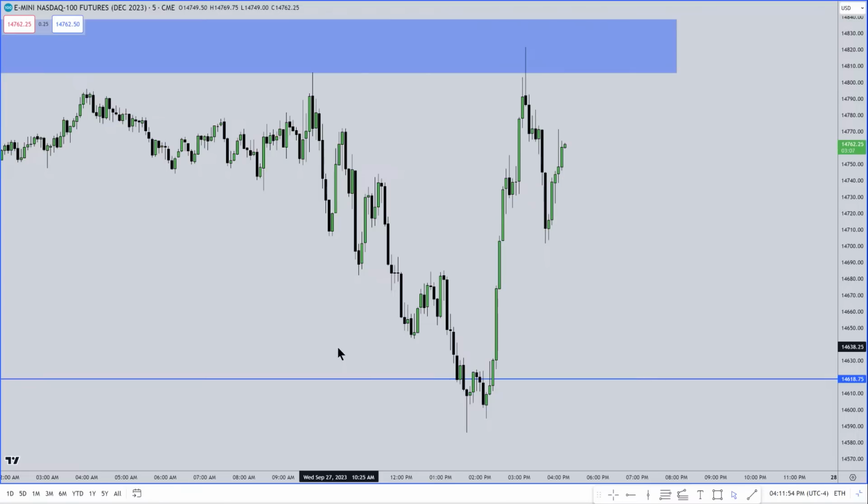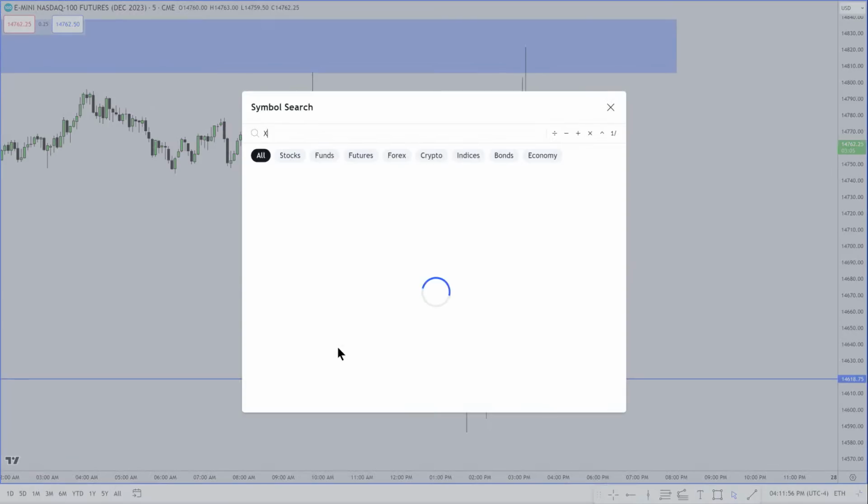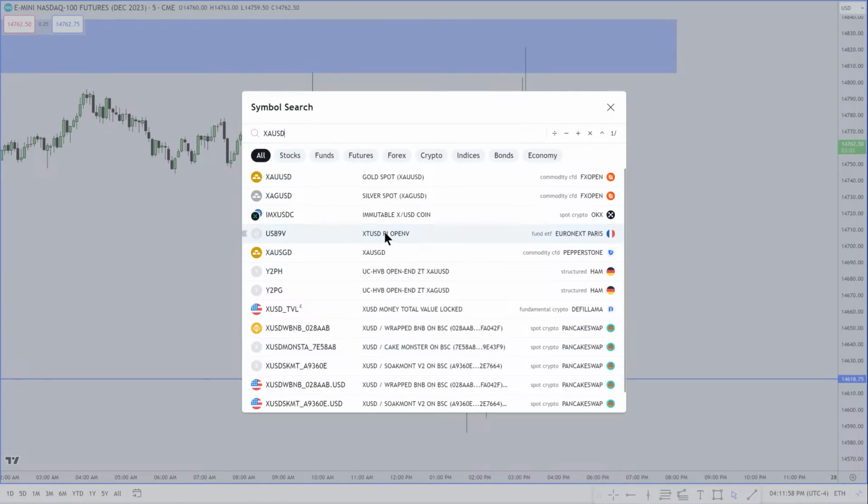So I think there's one more I want to take a look at. I'll look at gold and I'm going to close it. Don't get used to this because I don't like gold. What am I missing here?